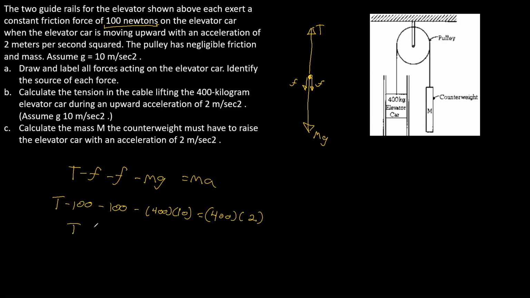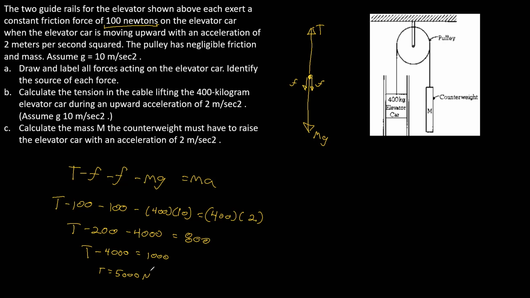So we have T minus 200, I just combined the two minus 100s, minus 4,000 equals 800. So add over the 200, I get T minus 4,000 equals 1,000, and then add over the 4,000, and I get that the tension must equal 5,000 newtons.